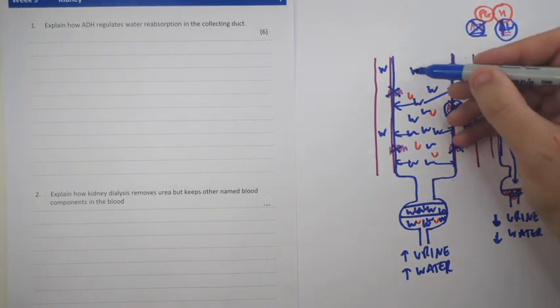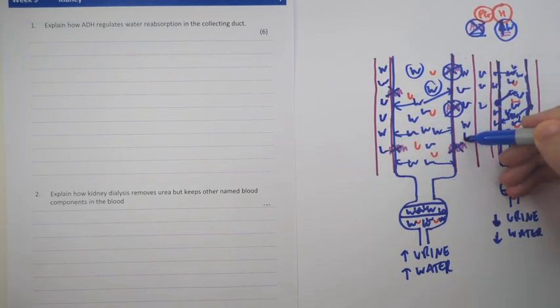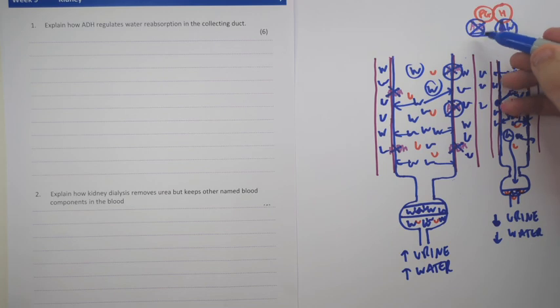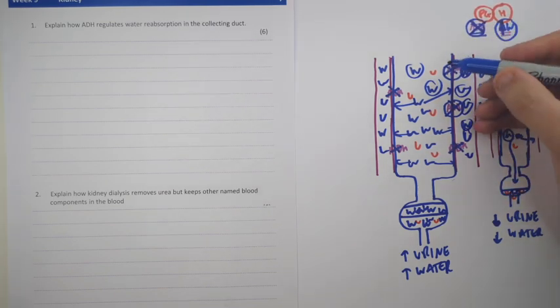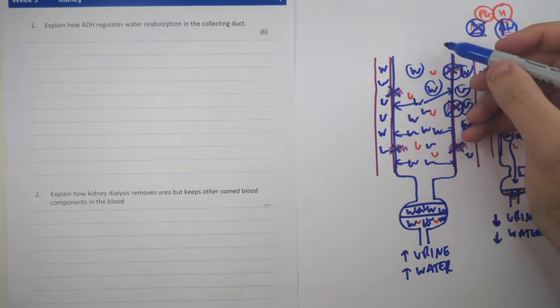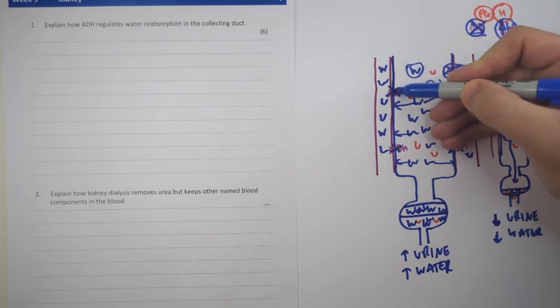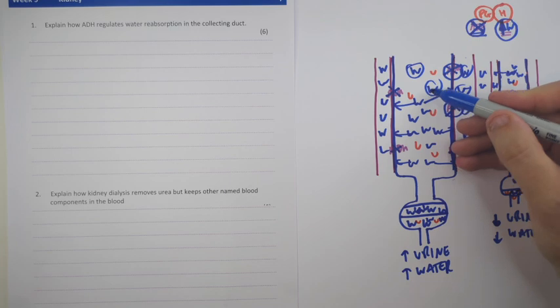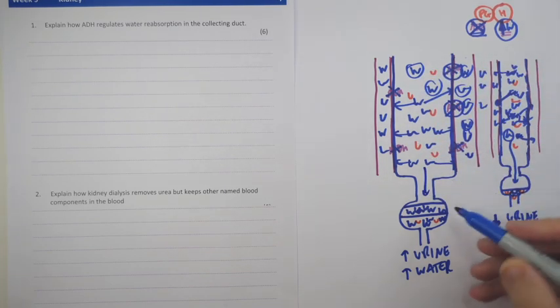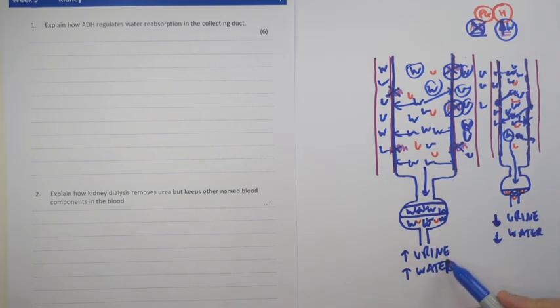If you are hydrated, we've got lots of water in your blood, so less ADH, which means that the permeability of the membrane of the collecting duct will decrease. Therefore, water remains in the collecting duct and it will pass into the bladder through the ureter, and you have more urine due to having more water.